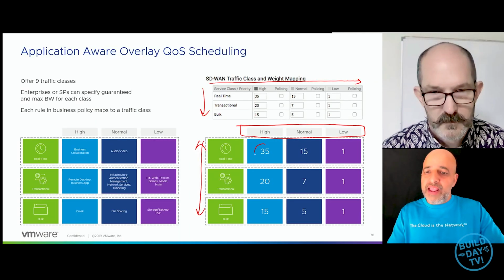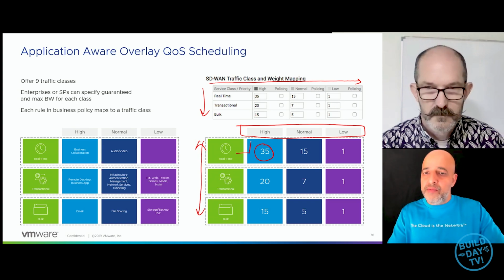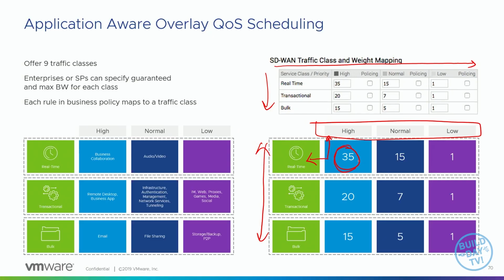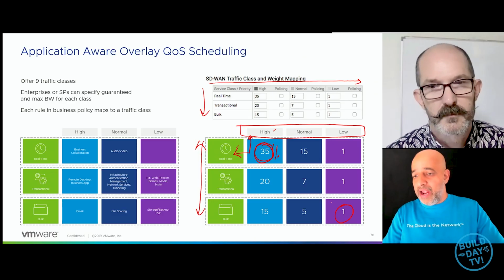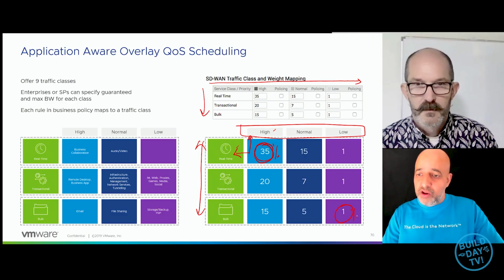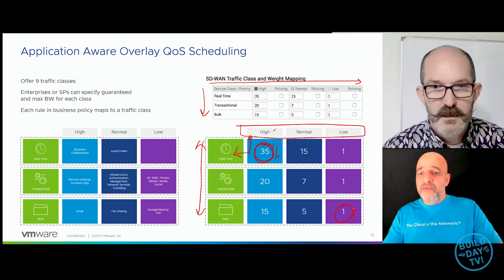So if a Zoom application is high priority and real-time, then it will get 35% of the total aggregated bandwidth. If the aggregated bandwidth is 100 meg, which is upload plus download, then 35% is guaranteed for a real-time, high priority application. If it's a bulk application, a low priority like this download, then it will get 1%. But does this happen all of the time, or just when there's contention on the link? No, when this contention happens.